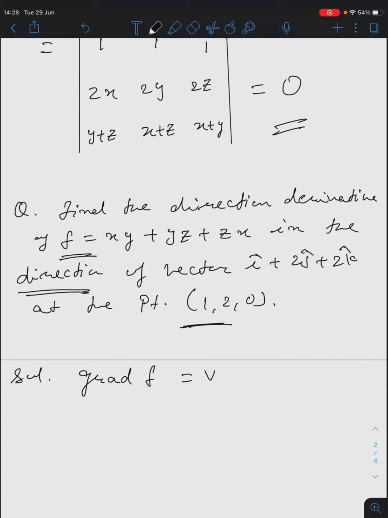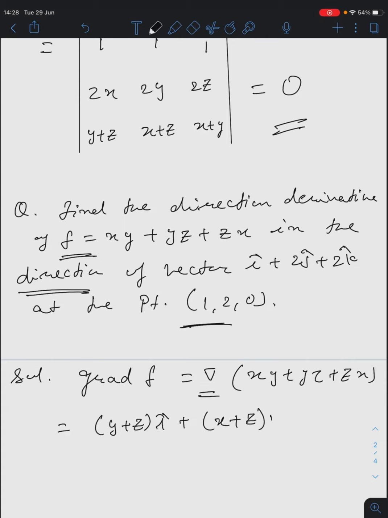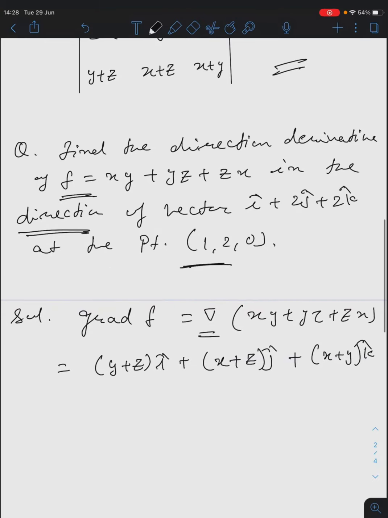f is what? xy plus yz plus zx. Write down this operator also: i cap dou by dou x plus j cap dou by dou y plus k cap dou by dou z. Apply the operator. What result will you get? y plus z i cap plus x plus z j cap plus x plus y k cap. Is it or not? So that is your gradient of f. Now here itself you can calculate your gradient of f at this point, or later also you can do. It's your wish how you calculate it.